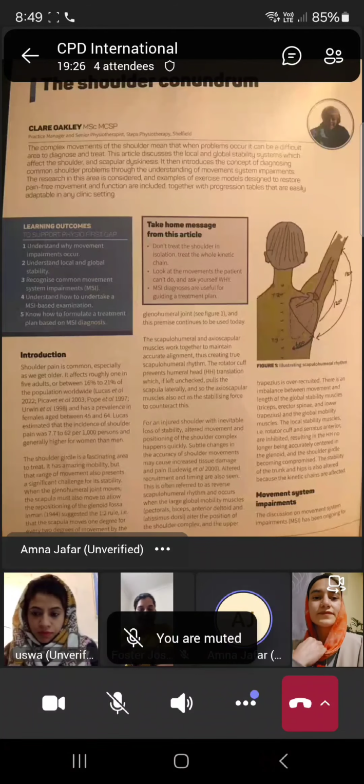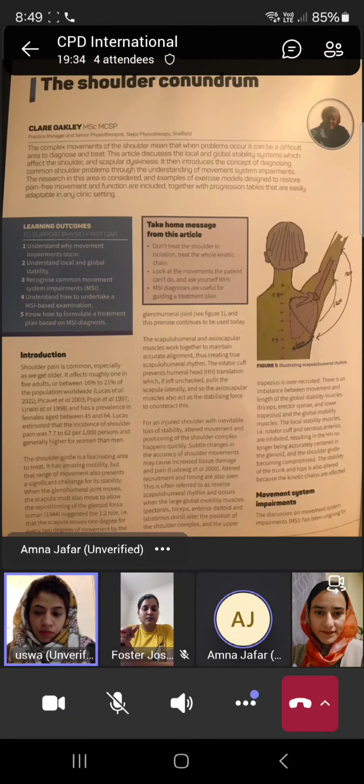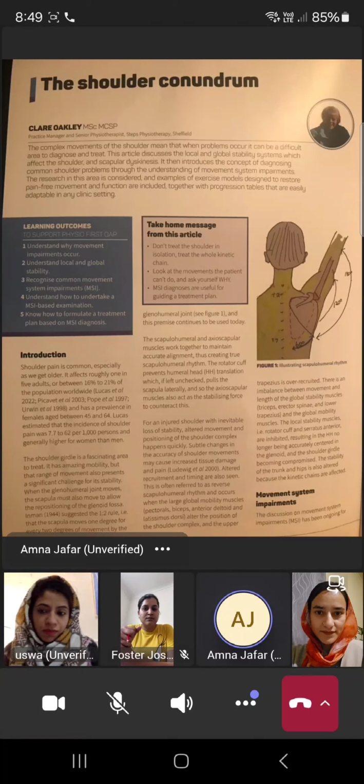This article discusses the local and global stability systems which affect the shoulder and scapular dyskinesis. It then introduces the concept of diagnosing common shoulder problems through the understanding of movement system impairments. So wherever I mention MSI, it means movement system impairments. That is very important for shoulder instability.